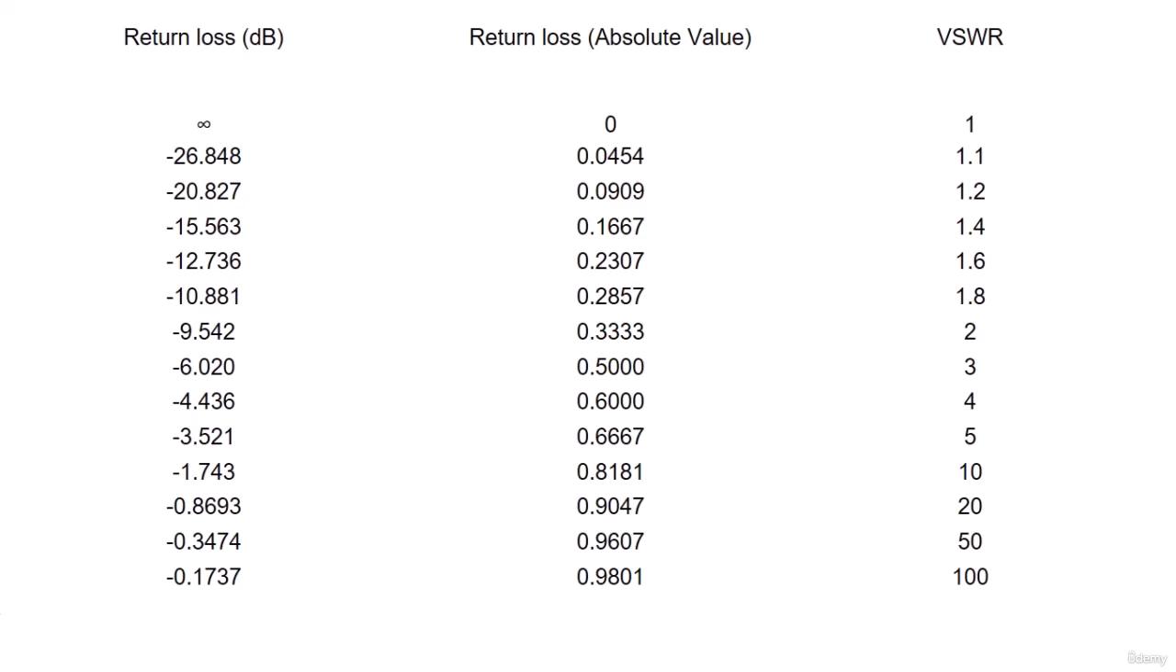Here we have a table which shows the VSWR values, or the voltage standing wave ratio, against the return loss. If we have VSWR 1, the return loss would be 0, but in dB it would be infinity. If we have a VSWR of 1.1, the return loss would be 0.0454, and in dB it would be minus 26.848, which is considered the best VSWR value, or the best return loss value.